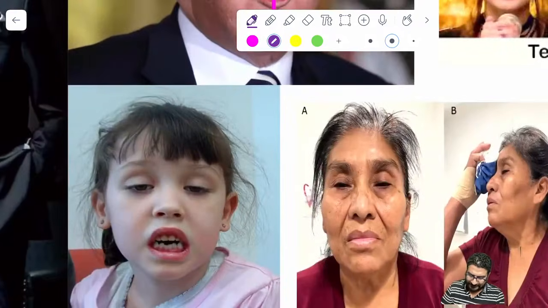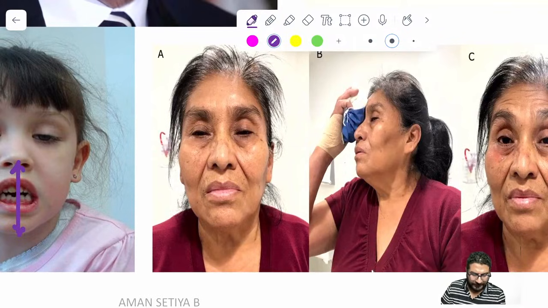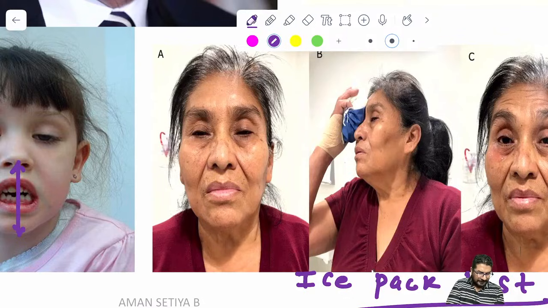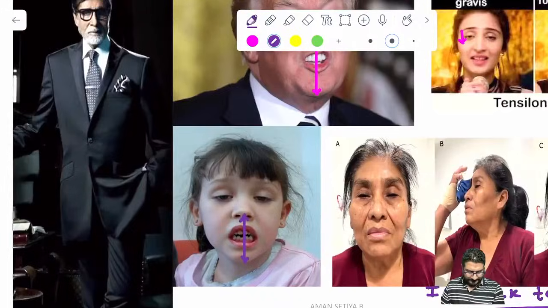Then remember this is again a snarling face. You can see vertical opening of mouth. Then this is ये अम्मा बार बार एग्जाम में आती है. You can see when you apply ice, so what will happen? Ptosis will improve. So what do we call this? We call this ice pack test. This is something which you have to remember about myasthenia gravis.